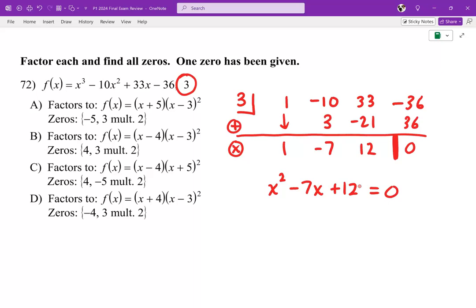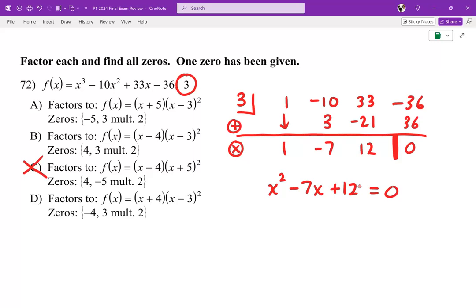Which, by the way, you'll know that C doesn't work, right? You should be able to tell that C does not work. Because in part C, did they even mention that 3 was a solution? No. They said the zeros are 4, negative 5, multiplicity 2. There's no 3's there. And they told me 3 is an answer. But A, B, and D all have 3 as a solution. So that means those are options. But C did not have it as a solution. So I already know C, no way that's going to be an answer.